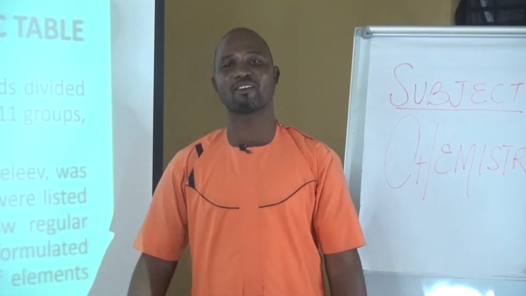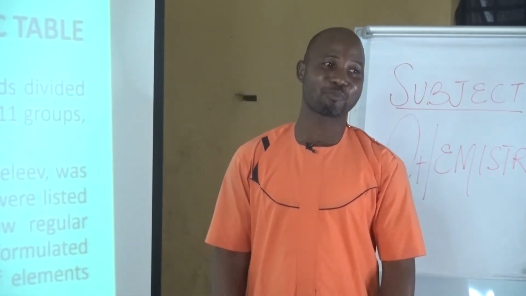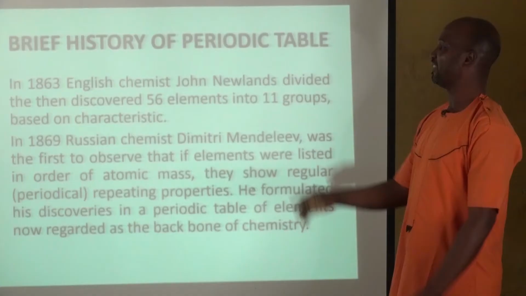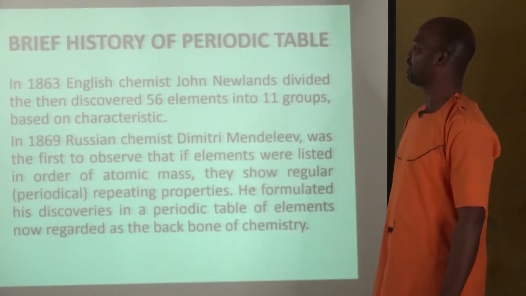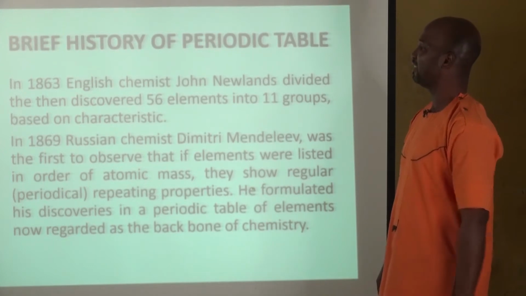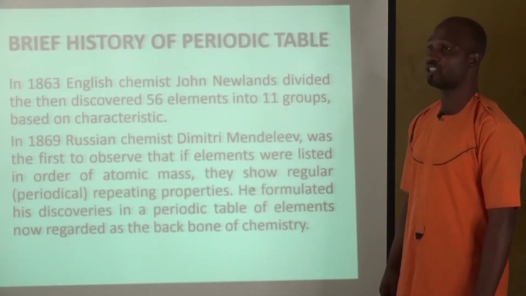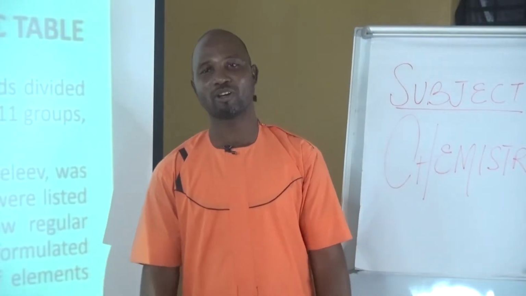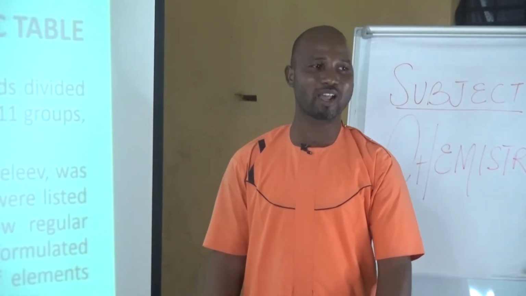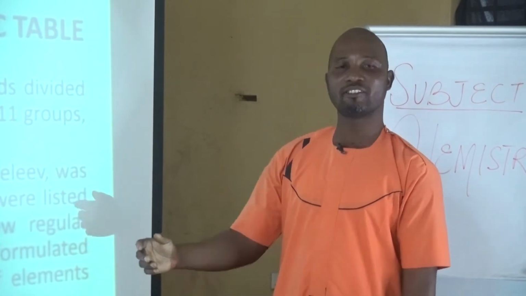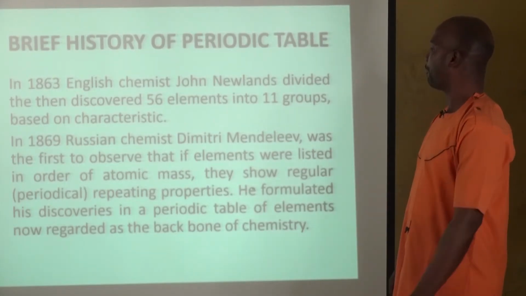So many scientists have tried to classify the elements, but prominent among them, in 1863, English chemist John Newland divided the then discovered 56 elements into 11 groups based on their character. But the most pronounced scientist that did very well in the periodic table is the Russian scientist Dmitry Mendeleev.